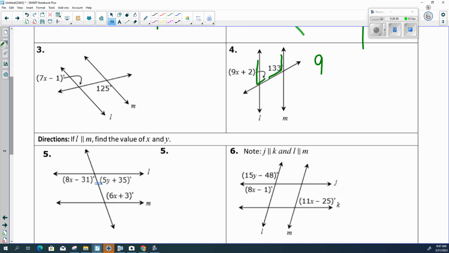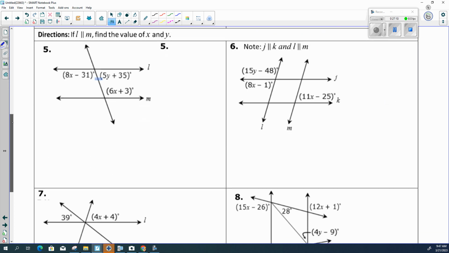So I would write 9x plus 2 plus the 133 is going to equal 180. That's what supplementary means. And we would solve. Okay, I'm not going to take time to solve. Let's look at one more, and then I'm going to pass out your worksheet.